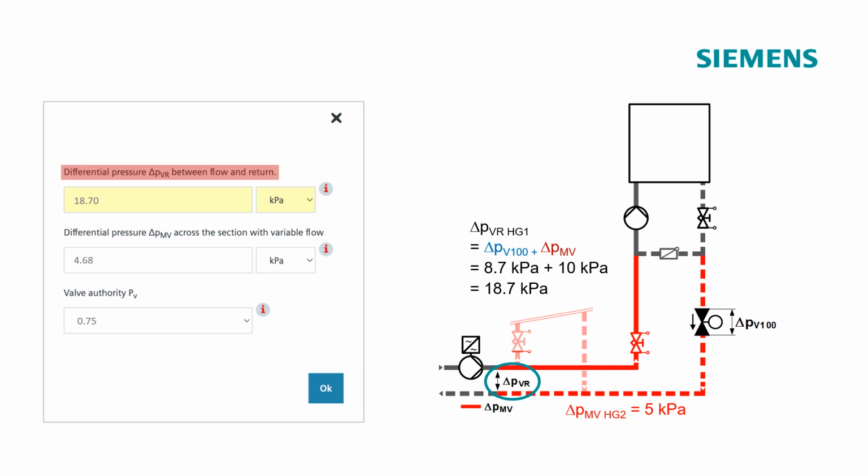The difference to the 18.7 kPa with which the pump presses must be provided by the control valve in heating group 2. This results in a desired valve resistance delta PV100 of 13.7 kPa. Click OK.